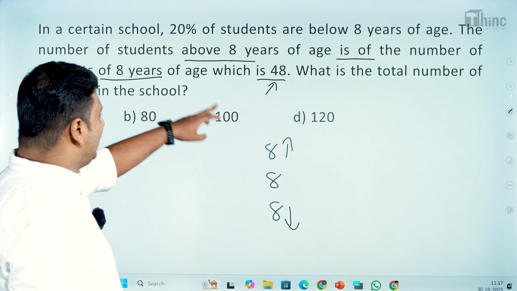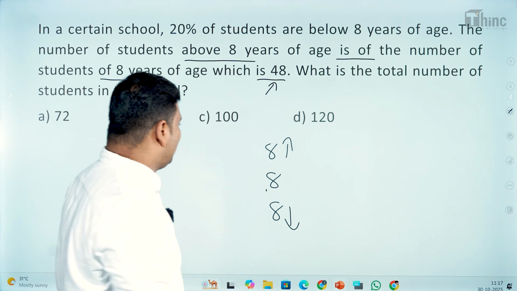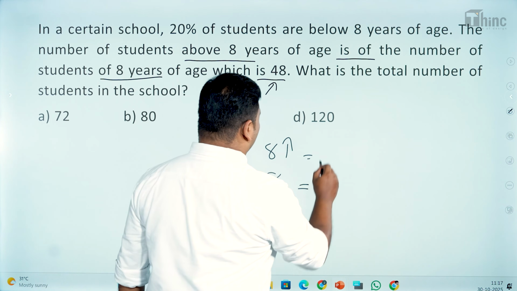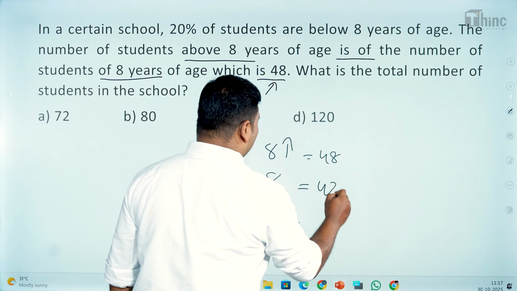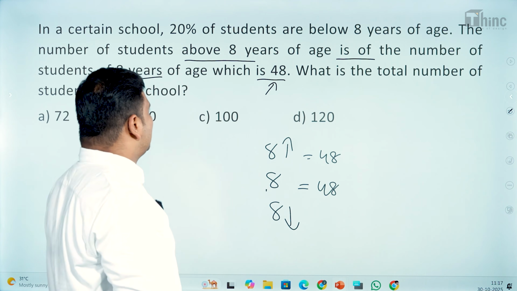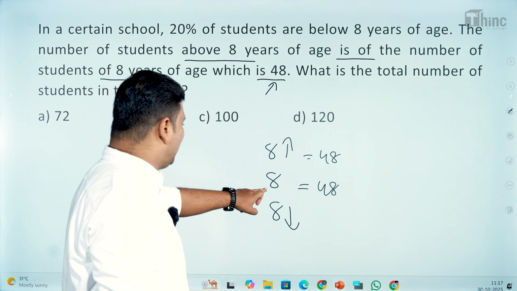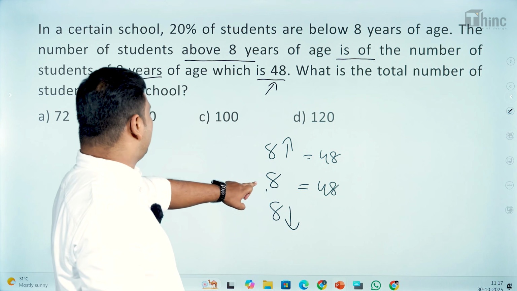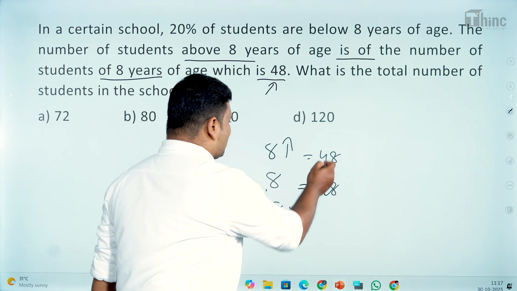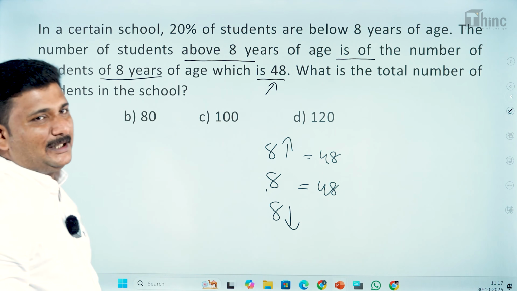The number of students above 8 years of age is of the number of students of 8 years of age, which is 48. That means each of them is equal to 48 and each of them is equal to each other. So this sentence is a bit confusing. So above 8 and at the age of 8 are same, and which is 48 means each of them is equal to 48.